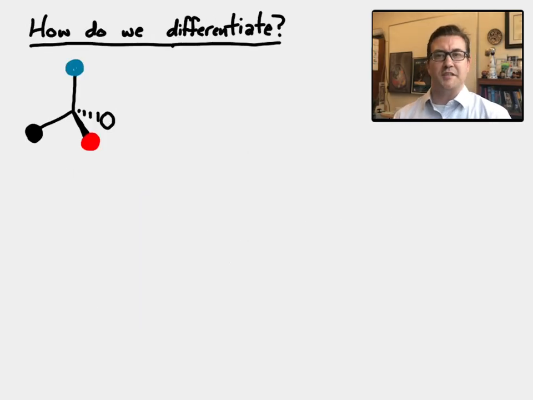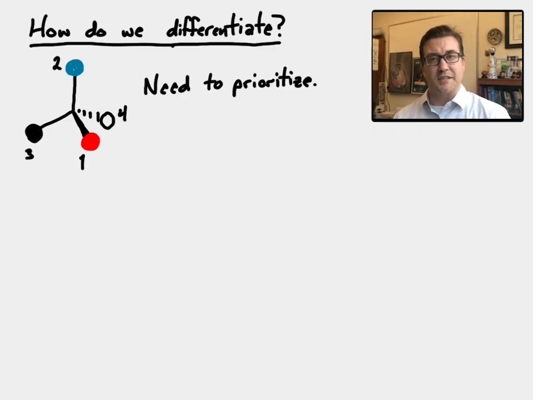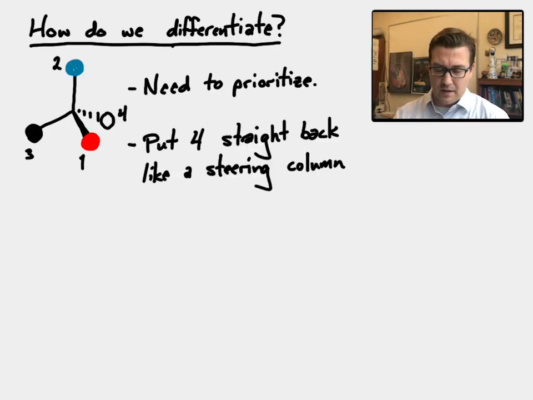So how do we differentiate when we're looking at the two enantiomers? How can we tell which enantiomer is which? We don't want to say the coming-out-of-you enantiomer because it depends on what direction you're looking at it from. So we need a way to differentiate these. And we need to prioritize. That's the key first step in figuring out which enantiomer is which.